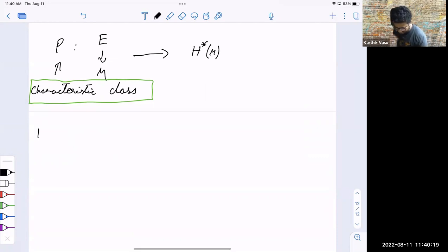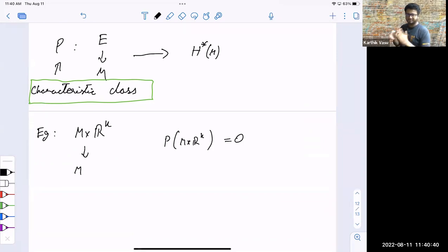Maybe just one example will be if you took trivial bundles R^k. The characteristic class of any of these, of this M cross R^k, will always be 0 because it's a trivial bundle. It's basically saying no twisting. So it is kind of capturing what we want.